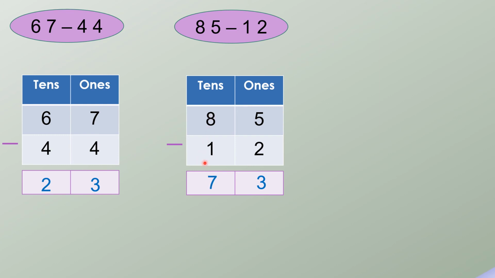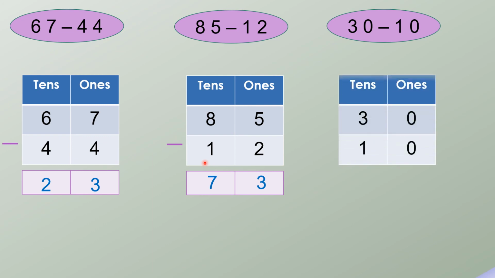Okay. Now coming to the next question, 30 minus 10. So 30, the bigger number, I have written on the top, and 10 is the smaller number. Now we have to subtract. 0 minus 0. 0 minus 0 is 0. You're not taking away anything from nothing.